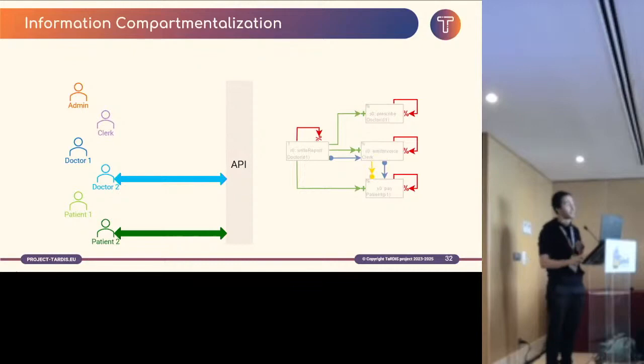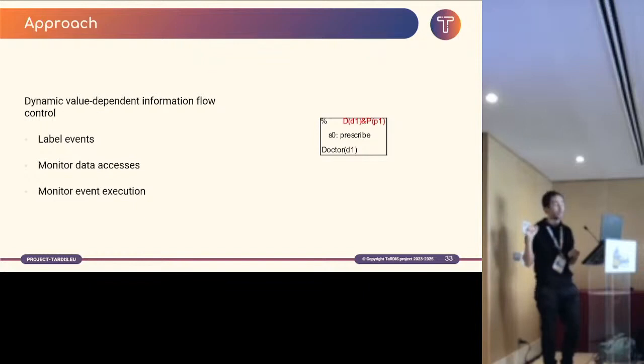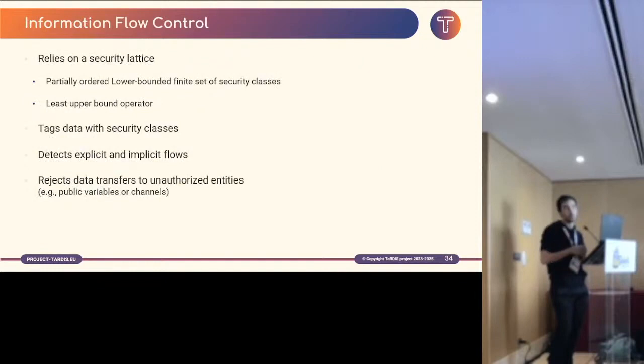Okay, so to accomplish this goal, we resort to dynamic value-dependent information flow control. So we basically label events and then monitor data accesses and event execution. Information flow control relies on a security lattice, which is a partially ordered lower bounded finite set of security classes together with a least upper bound operator, and consists in tagging data and then tracking data throughout the system and attaining the values resulting from computations involving that information. Then we just have to stop what we deem as illegal information flows, information leaks.